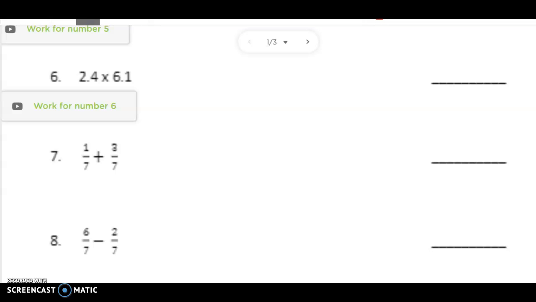All right, let's look at number 7. I have 1/7 plus 3/7. Now notice when I add fractions, I have to have a common denominator. They have a common denominator. It's like keeping the last name. So his last name is Sevens. His last name is Sevens.